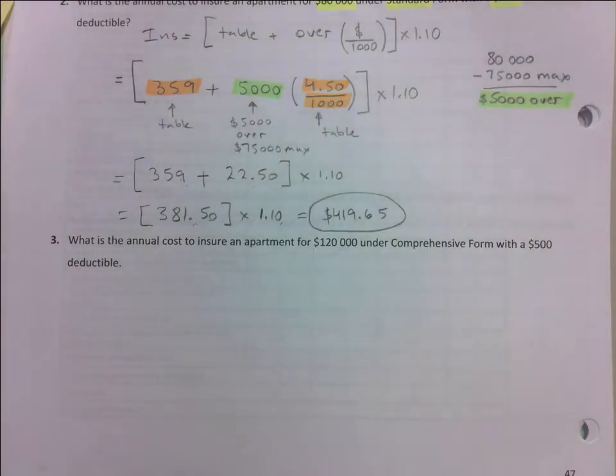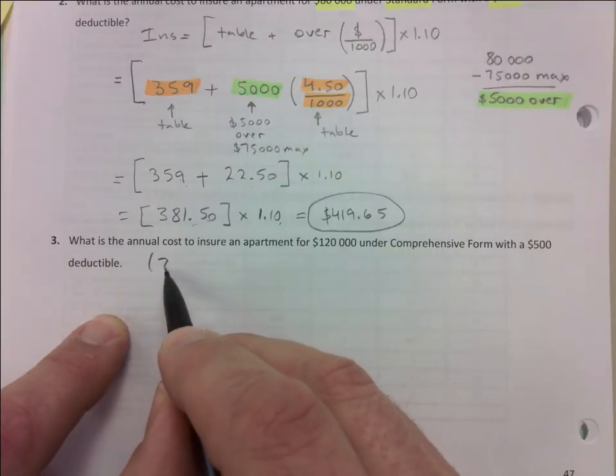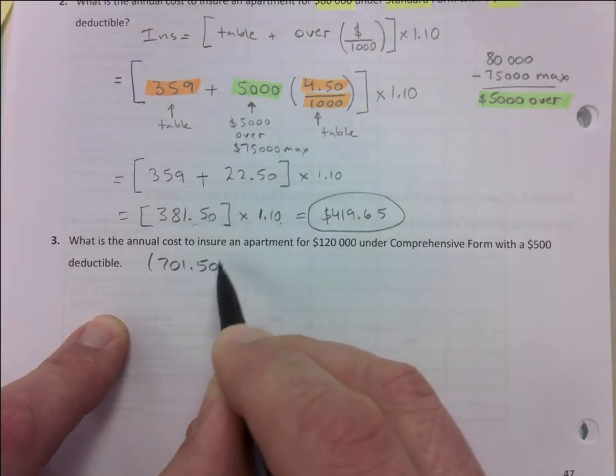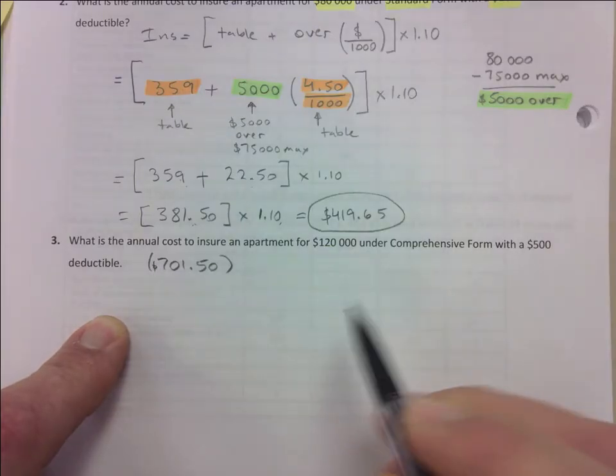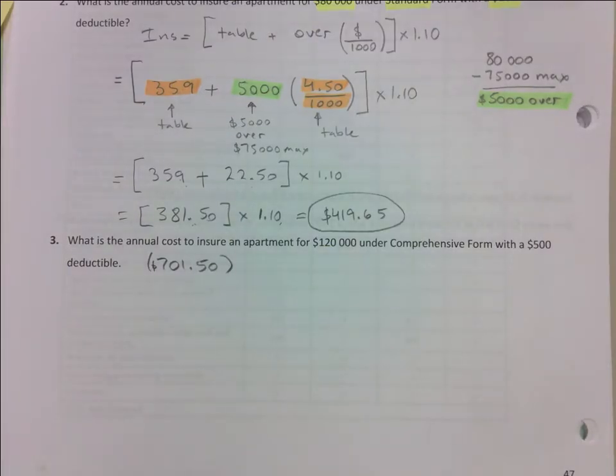It's supposed to be $701.50. Give it a try. You're over 75,000 for sure.